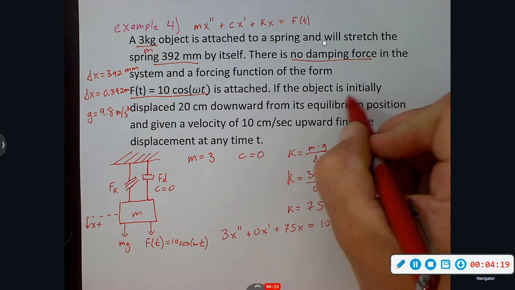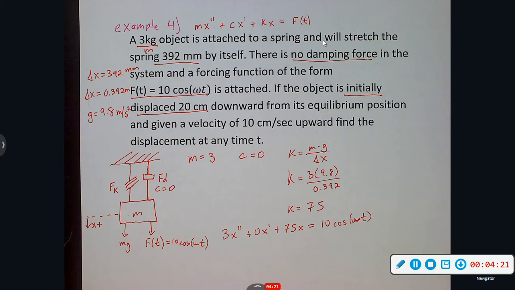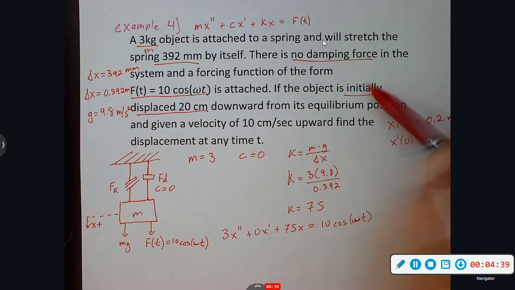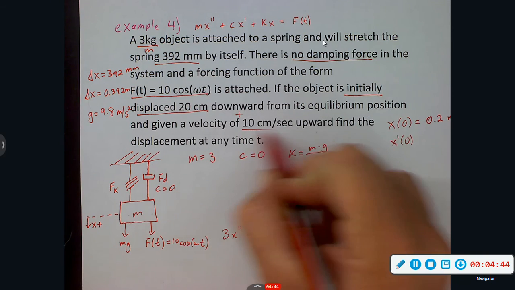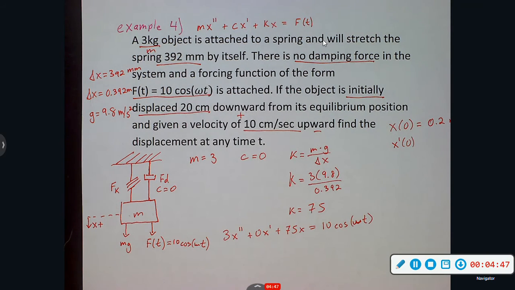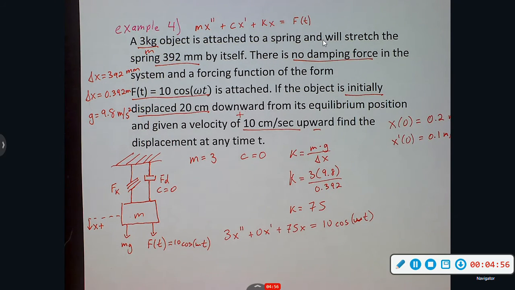The object is initially displaced 20 centimeters. Trying to trick us again, 20 centimeters, 100 centimeters in a meter, so we got to move that decimal place over. Initial displacement. And then we have a velocity. And the object is initially displaced down, that's positive, remember. Equilibrium position at a given velocity 10 centimeters up, that's negative. 10 centimeters, we need to move that to meters again, so move that over. Meters per second. All right, and that's negative. So now we're good to go.